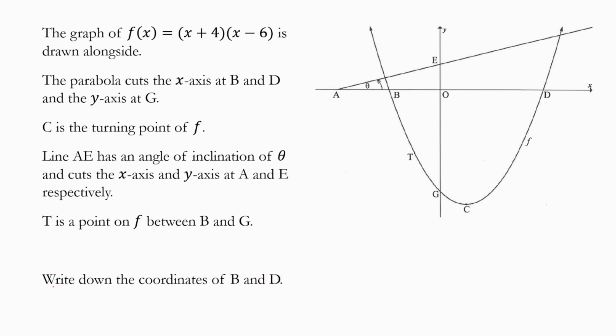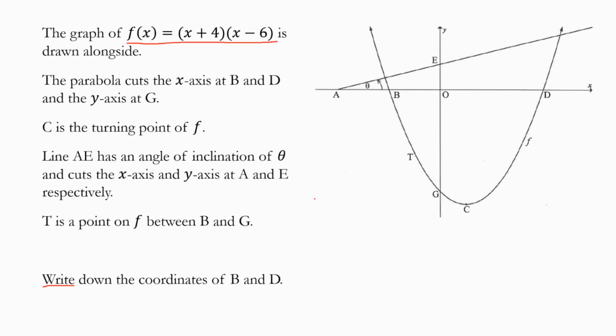Let's do that. We're required to write down the coordinates of B and D. So even the instruction itself is guiding us. We don't have to do a lot of things here. We just have to write down. So where are we going to get the coordinates? From the equation. I will explain how we get these coordinates, but let's just write them down now.